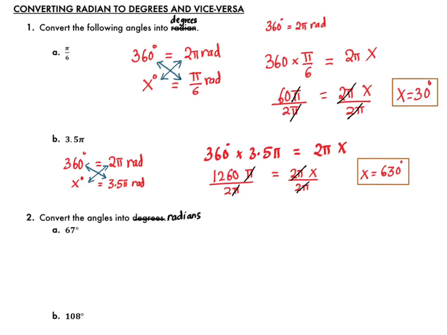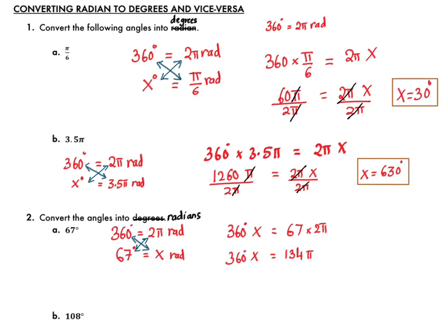Next question, convert the angles which are given here into radians. So we have been given degrees. The first one is 67 degrees. So let's write the relation, 360 degrees equal to 2 pi radians. This time we have 67 degrees under 360 degrees, and under 2 pi we will write x radians because we don't know how many radians it is. Then we repeat the process, cross multiply. Then use our calculator, we get 360 x equal to 134 pi. Divide both sides by 360 and we get the answer as 0.37 pi radians.